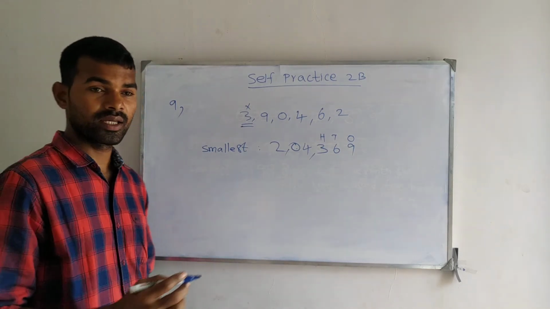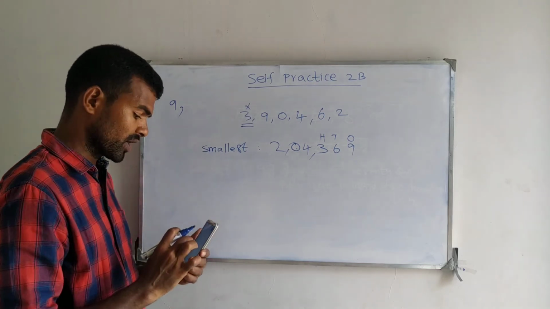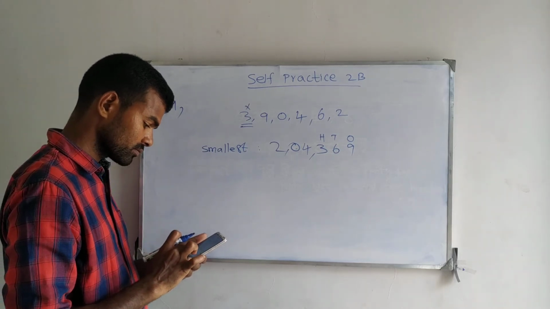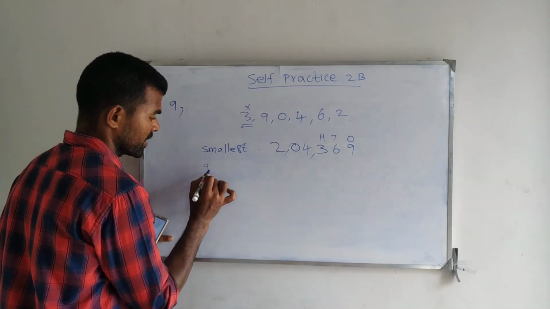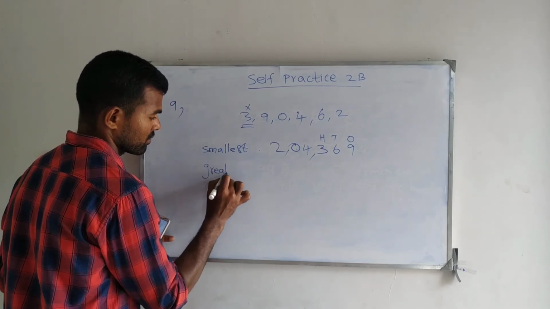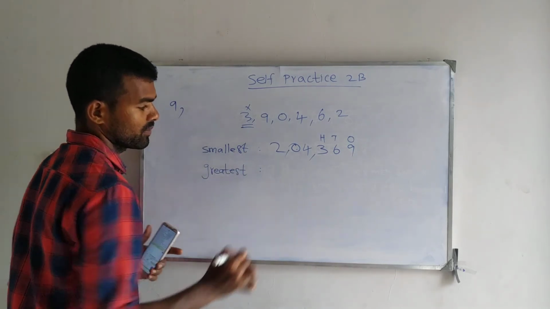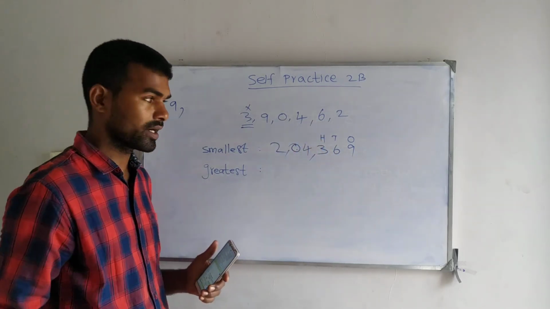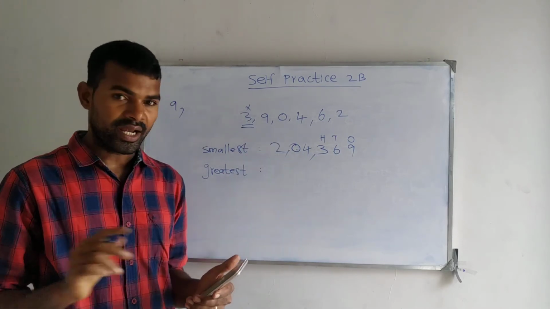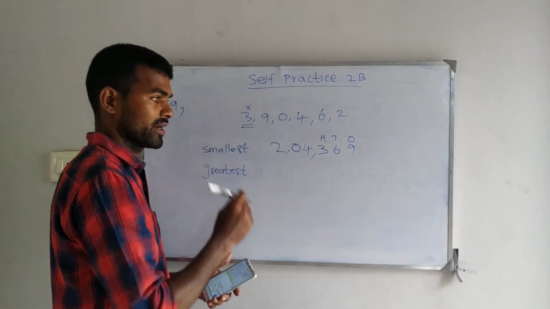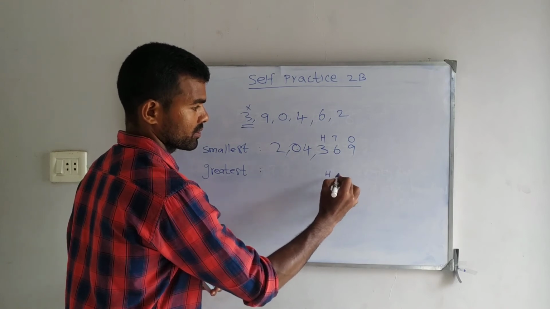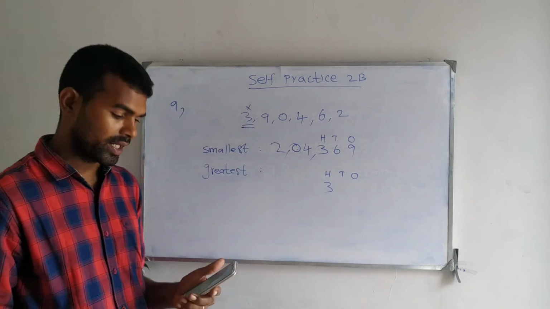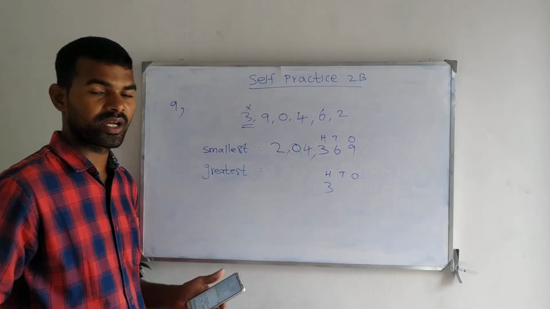Next we are going to form the greatest number. To form the greatest number, just arrange the digits in descending order. But the condition is that 3 will come in the 100 place. So 3 will come in the 100 place, and the other digits we have to write in descending order.